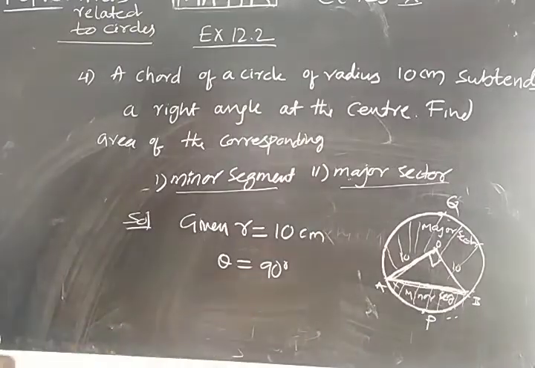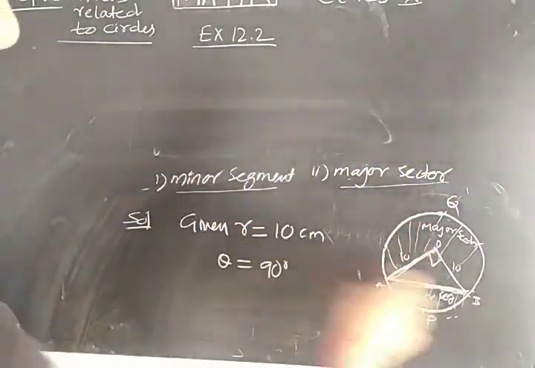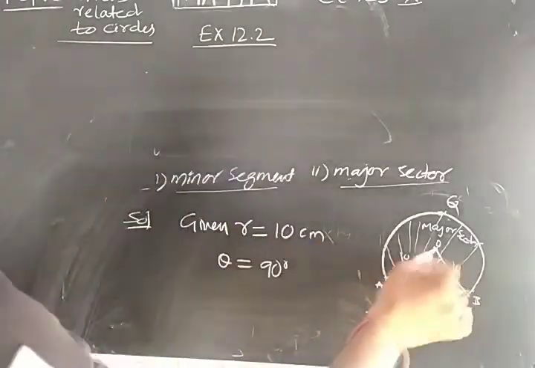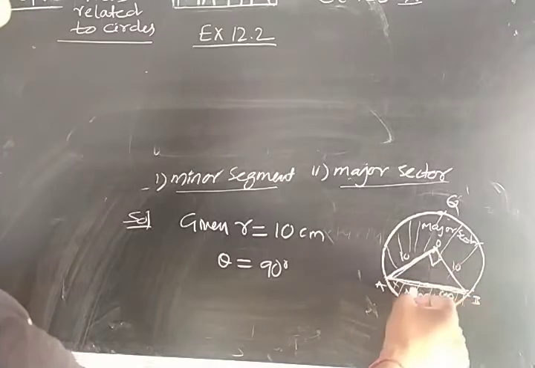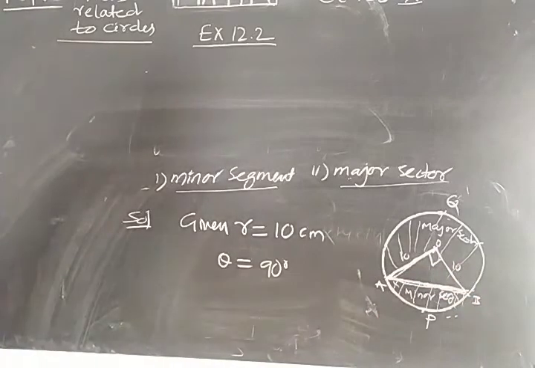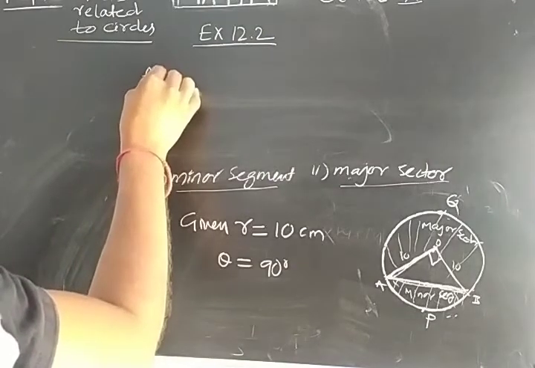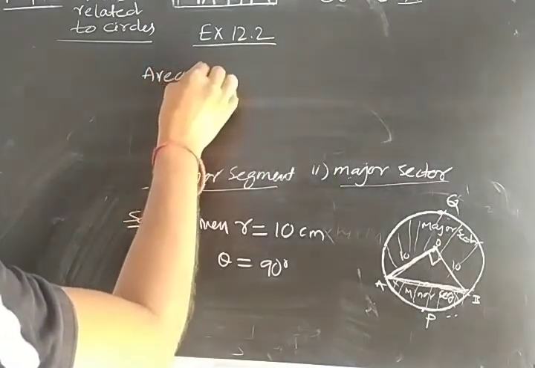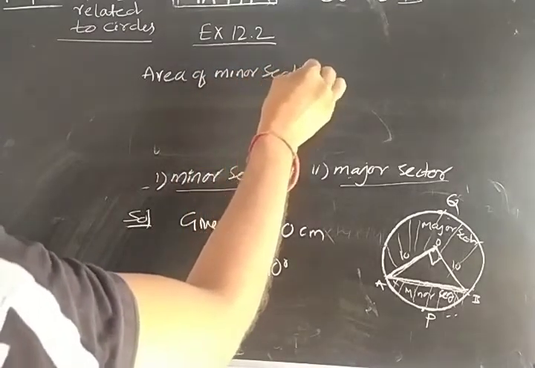Why? Because we have theta and we have radius, so we can find the minor sector area. After getting the minor sector area, from it I will remove this triangle area. Automatically you will get the minor segment area. Now, area of minor sector.